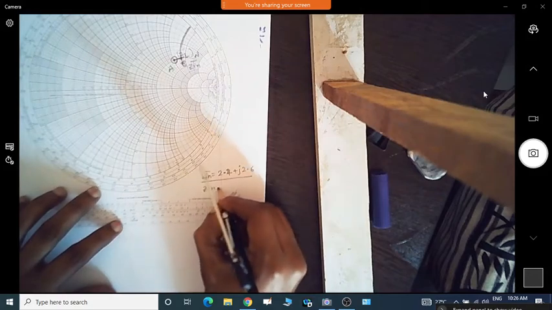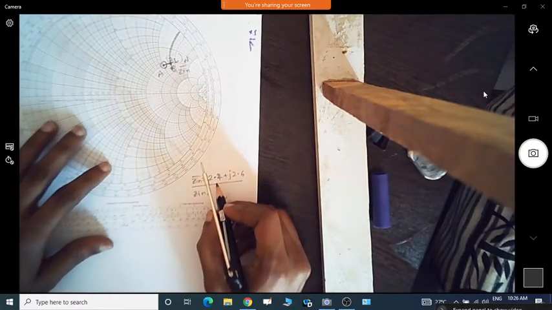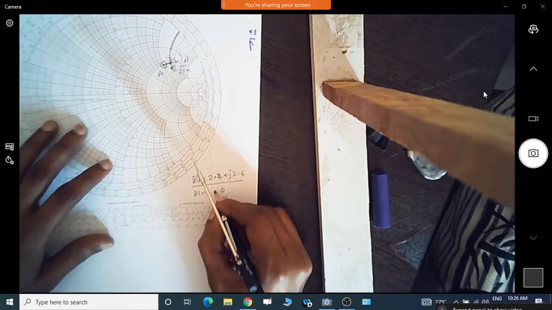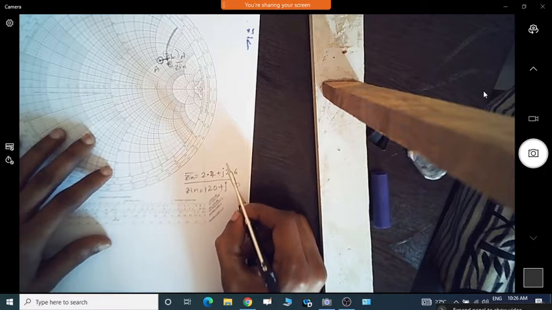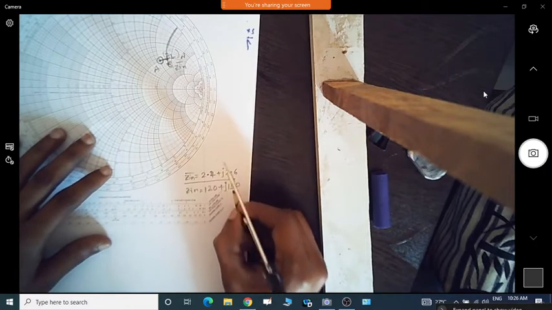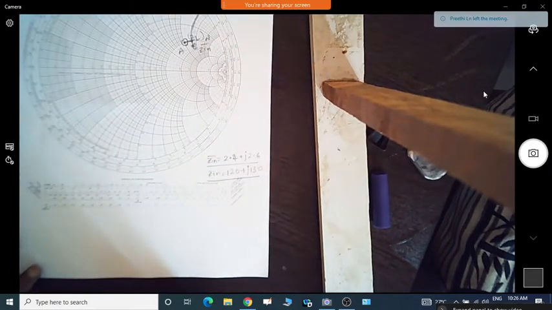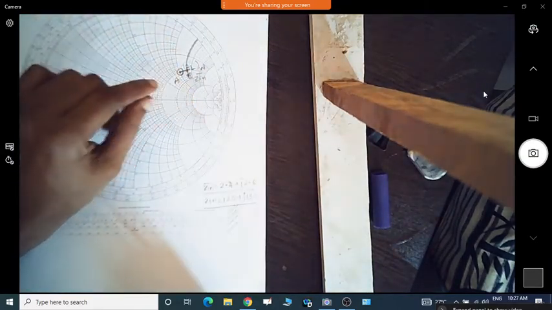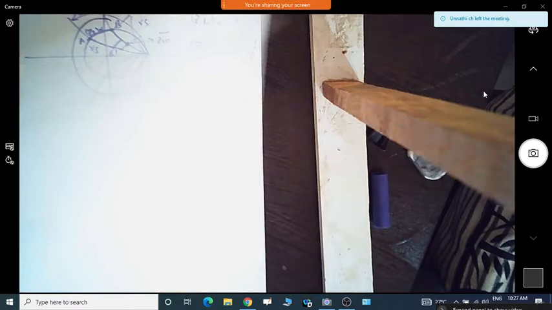Now to get the absolute value, we have to multiply by 50. If I multiply 24 into 5, we get 120 plus j130. This is the input impedance value. Here it is very important how much value you are moving. Since I have taken a very small value of the series impedance, you get that much.